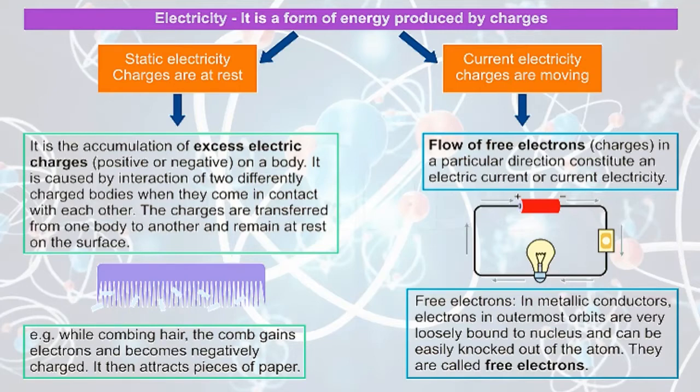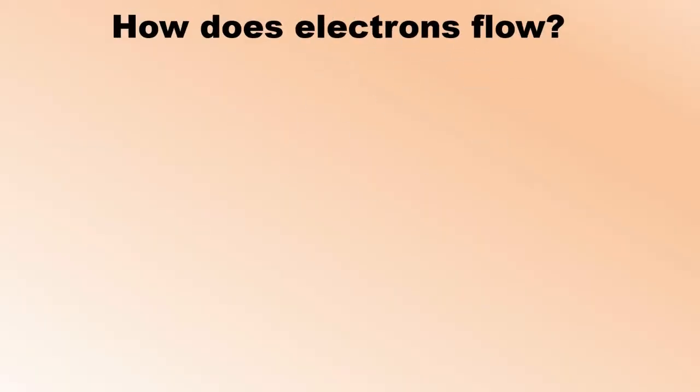Alright. So what did we learn in our previous class? We learned that a flow of free electrons in a particular direction constitutes an electric current or current electricity. And we also learned about how these free electrons move in metallic conductors. Electrons in outermost orbits are very loosely bound to the nucleus and can be easily knocked out of the atom. They are called free electrons. So we have learned all this in our previous class. So let's move ahead and learn something interesting.